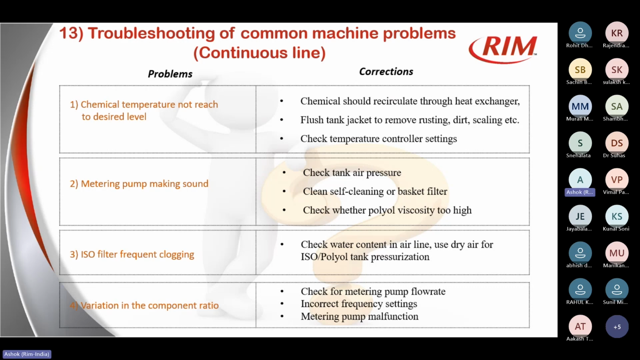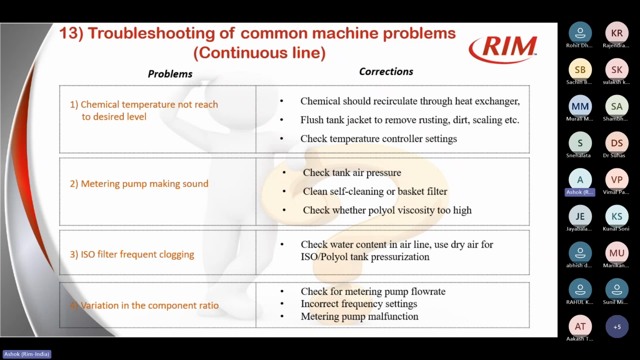If your machine is equipped with a low pressure gear pump between the day tank and the metering pump, this gear pump helps to deliver the chemical to the metering pump even if it is slightly high viscosity. In this case, the pump's life also gets longer, and abnormal sounds or cavitation problems are minimized. ISO filter frequently clogging: for that, you have to use dry air, or if you can use nitrogen, that is the best.